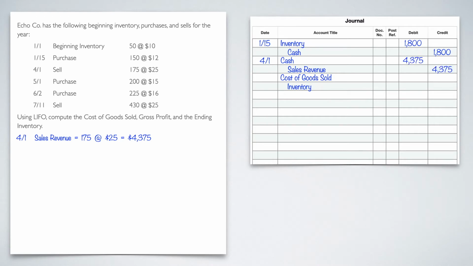All right, that takes care of that. One other thing that I'm going to do is put that little slash across the 175 because, again, we're done with it for the purpose of sales. Now let's get into the COGS side. So let's talk about what we need to expense. Well, we need to expense 175. So that's the number that we need to hit.